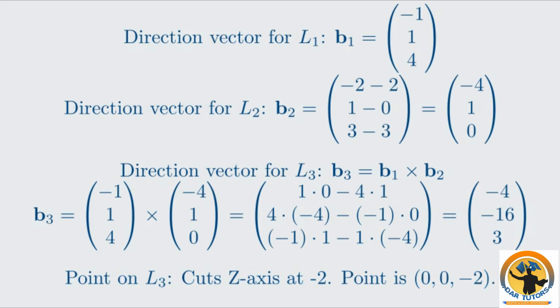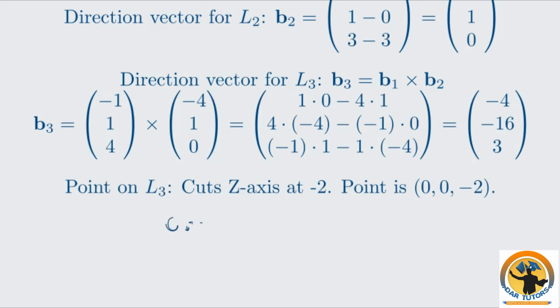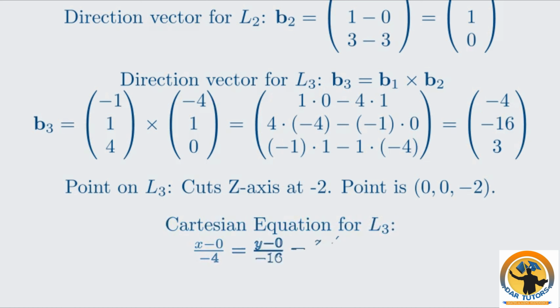We can write its Cartesian equation. Using the formula, we get (x minus 0) over minus 4 equals (y minus 0) over minus 16 equals (z minus minus 2) over 3. This simplifies to x over minus 4 equals y over minus 16 equals (z plus 2) over 3. This is the Cartesian equation of L3.